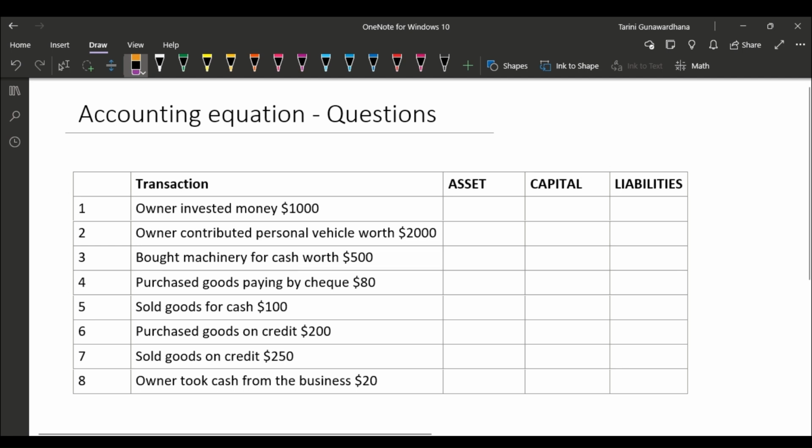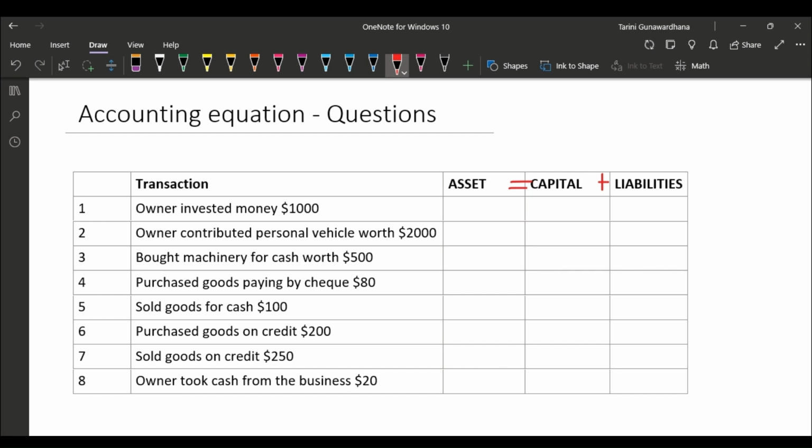Hello guys, in this video we're going to go through some questions related to the accounting equation. So let's begin. Now the basic accounting equation is assets equal capital plus liabilities.